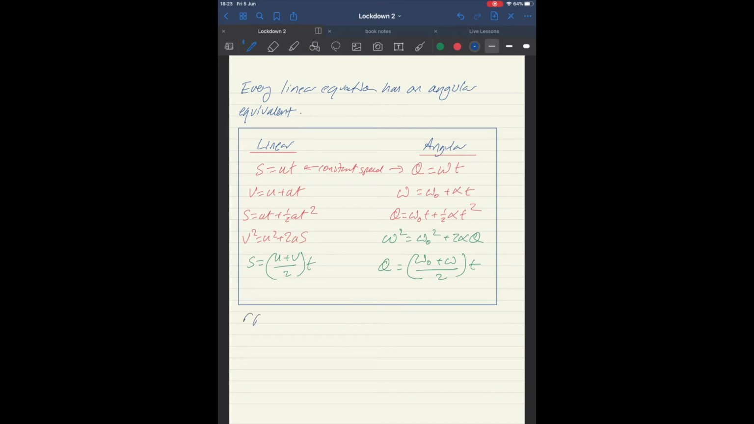Okay, a couple of quick things. RPM is revs per minute. So how do you convert that into radians per second? Let's look at an example. 100 RPM equals 100 revs per minute equals 100 times 6.28 radians in 60 seconds. Sorry, that's wrong.